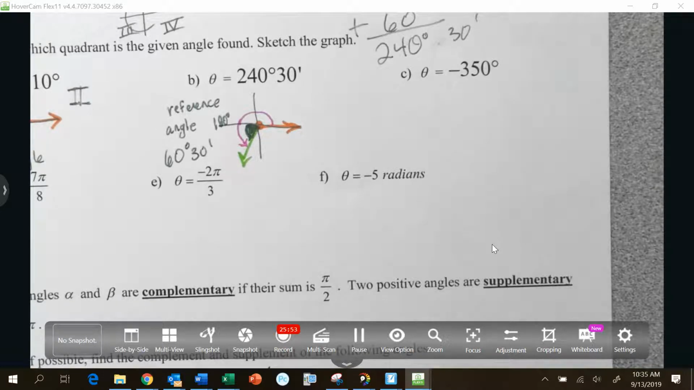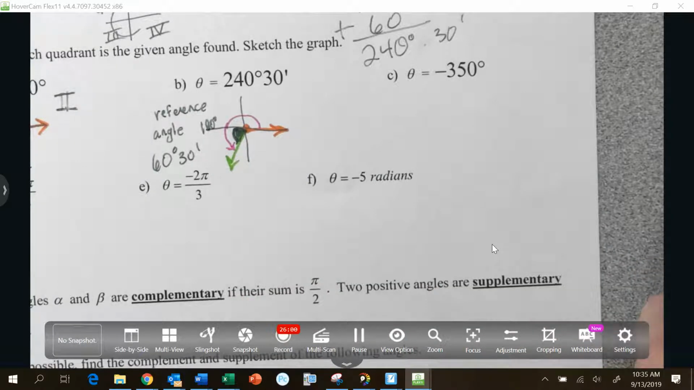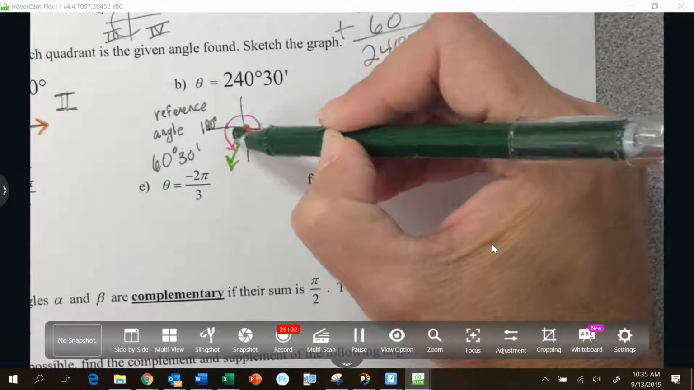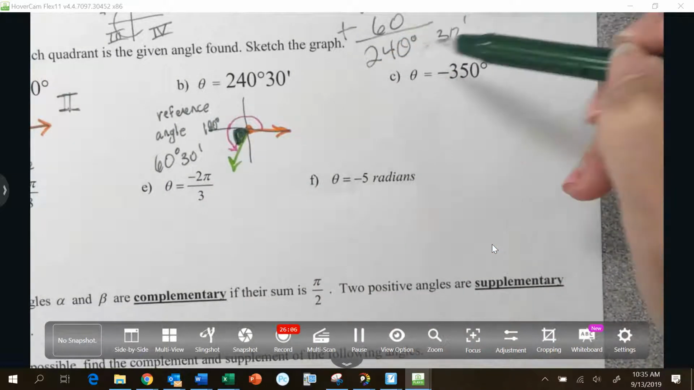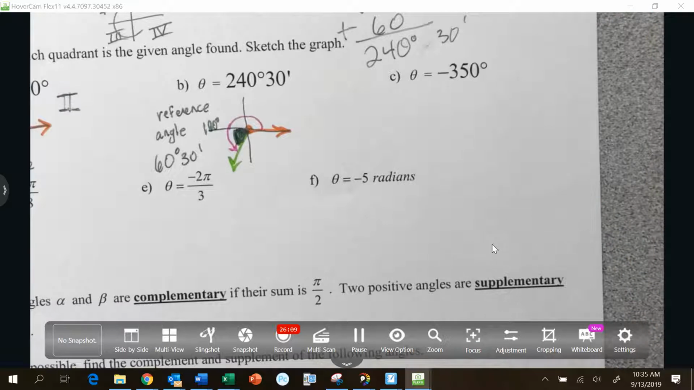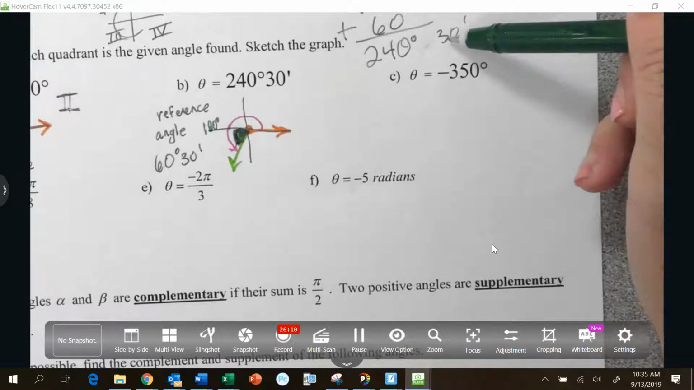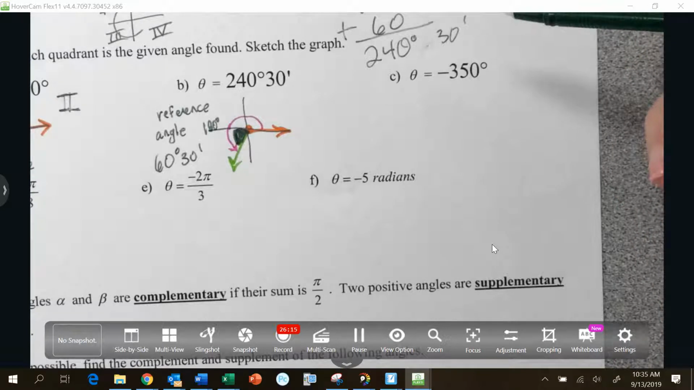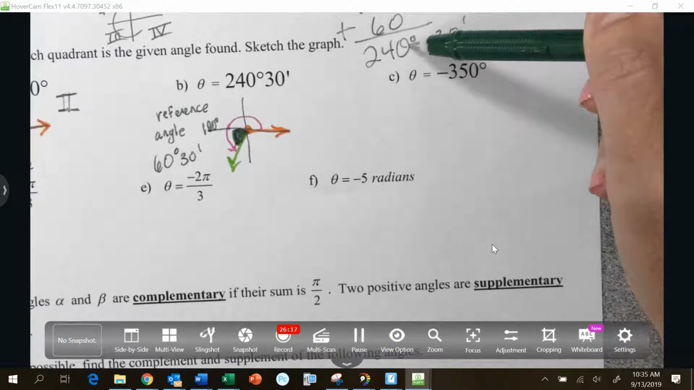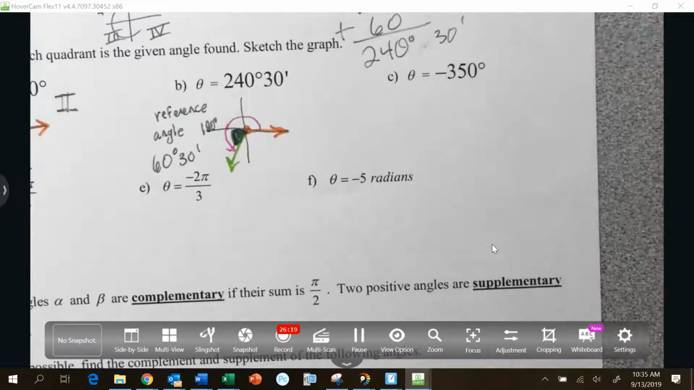Who doesn't get it? What don't you get? My reference angle thing? It's just like how far past 180 did I go? So I basically took this 240 and subtracted 180. 240 degrees, 30 minutes. Like a decimal, but not written in decimal form. So if I subtract 180, I'm going to get 60, and I still have this left over.